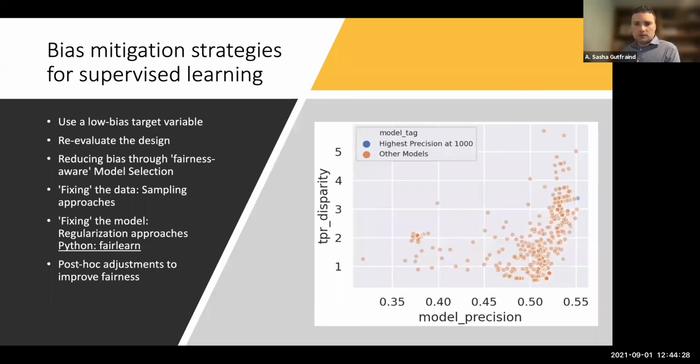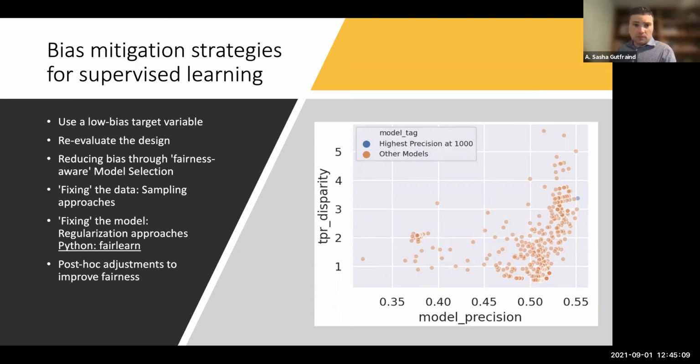You want to have lower disparity in the true positive rate, so the algorithm has about the same disparity across different categories of people. You can see that the optimal algorithm has a model precision of about 0.55 and a TPR disparity of just above 3. But this toolkit allows you to select an algorithm that has a lot less disparity with almost the same model precision. And you can see some points on the far right, which are almost as good as the algorithm that is optimal.